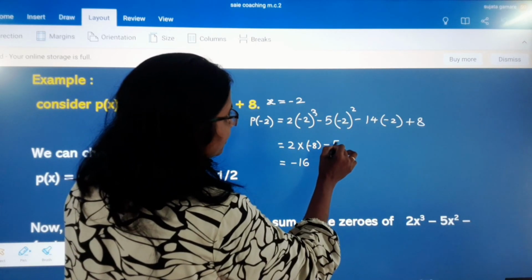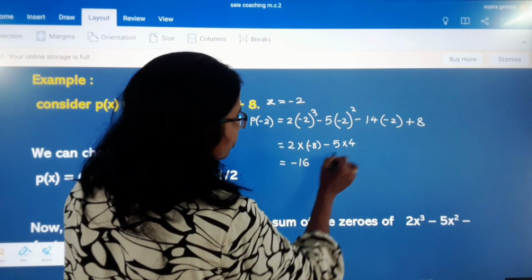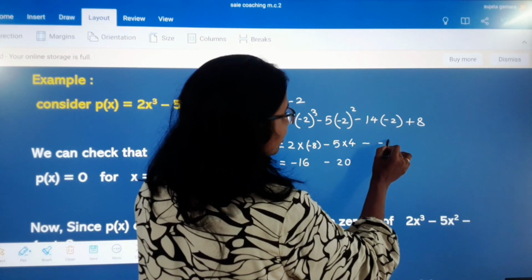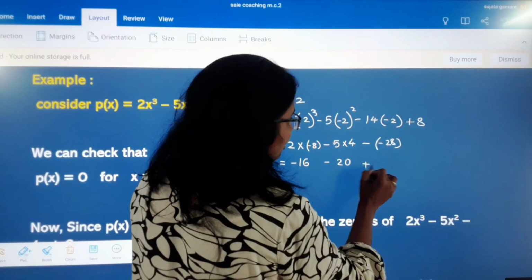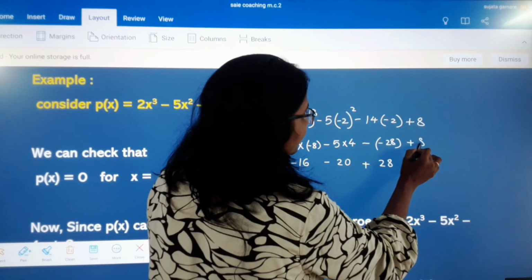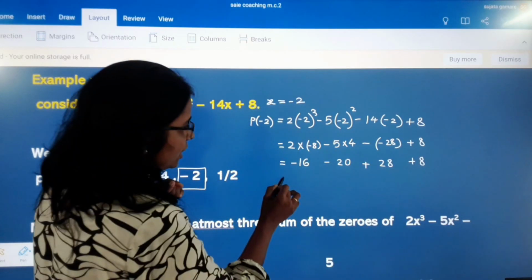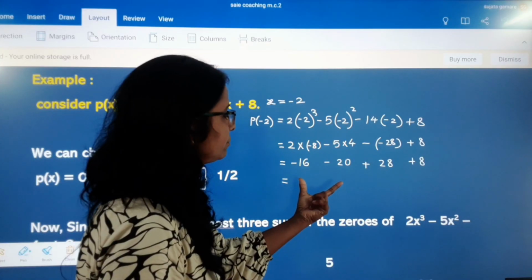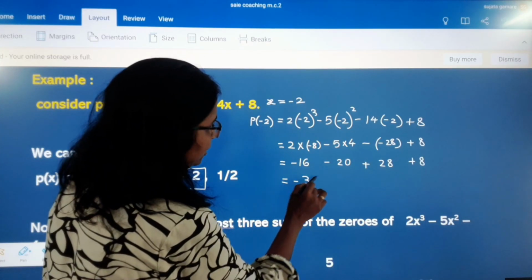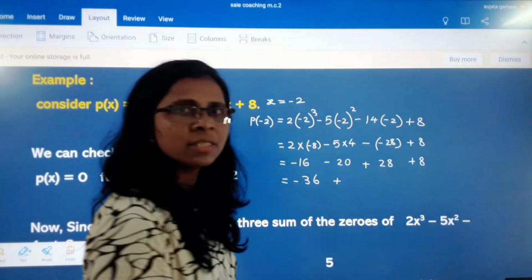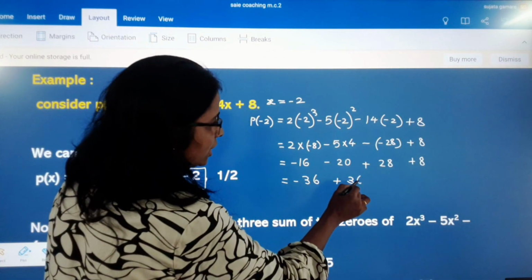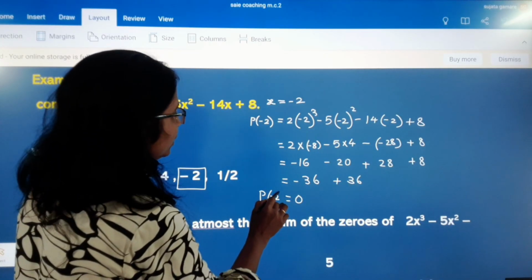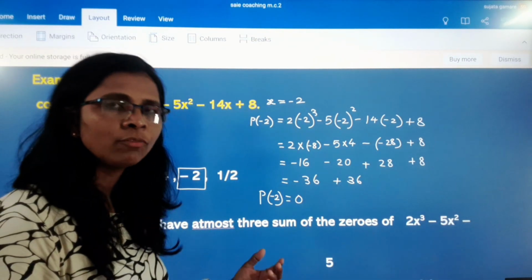Now minus 5 multiplied by the square of minus 2, which is 4, so 5 fours are 20, that is minus 20. Now minus 14 multiplied by minus 2 is plus 28, and plus 8. Now minus 16 minus 20 is minus 36, and plus 28 plus 8 is plus 36. So 36 minus 36 is equal to 0. So we can say that at minus 2, the value of the polynomial is equal to 0.